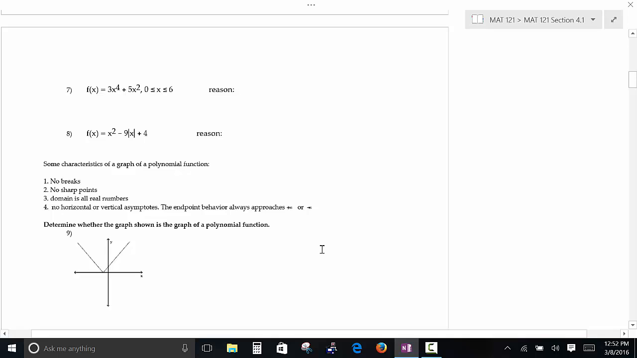What's wrong with this one? What's wrong with this one is, although 3x to the fourth plus 5x to the second is fine, that's a polynomial, there's nothing wrong with that. What's wrong is you can't just give it a specific domain. Basically, for a polynomial, the domain must be all real numbers.